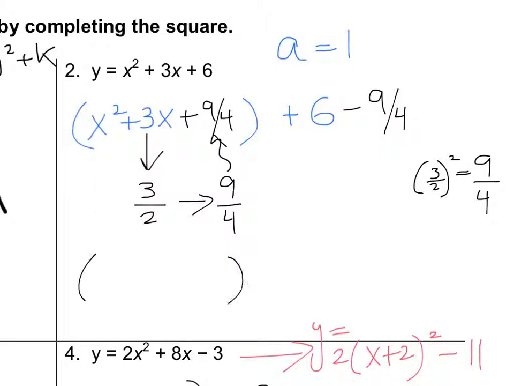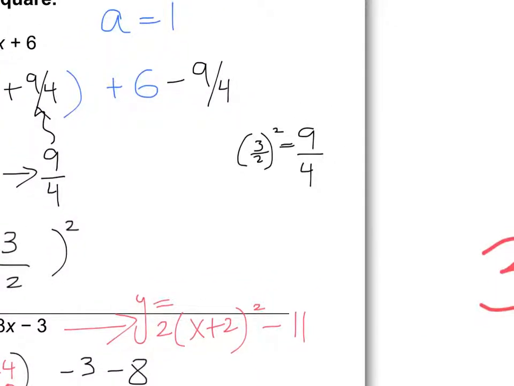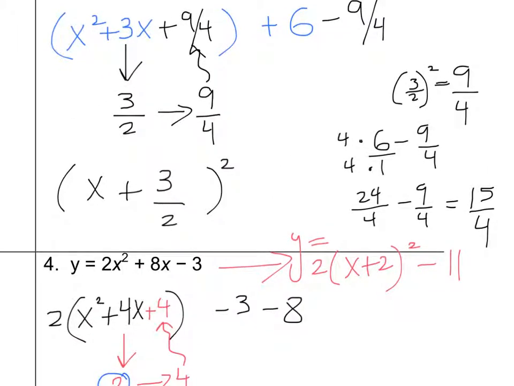So my perfect square is going to be x plus the b over 2, which is 3 over 2, to the power 2 on the outside, and 6 minus 9 over 4 would be my k. So I'm going to review with you how to add and subtract fractions on the side. So how can we do 6 minus 9 over 4? 6 means it's 6 over 1, so you need to multiply it by 4. So 24 over 4 minus 9 over 4 is going to give you 15 over 4. So my k is going to be 15 over 4. And that would be the vertex form for this question.